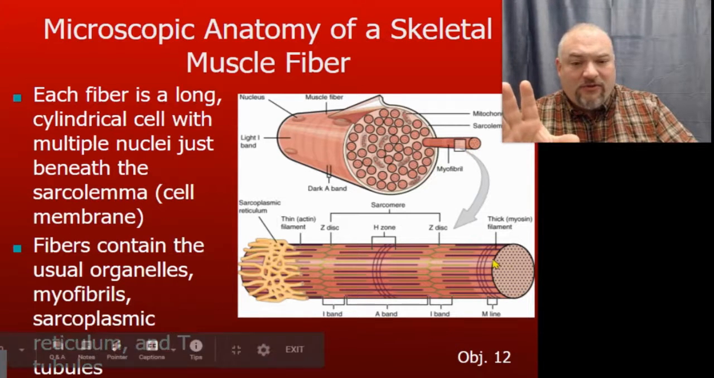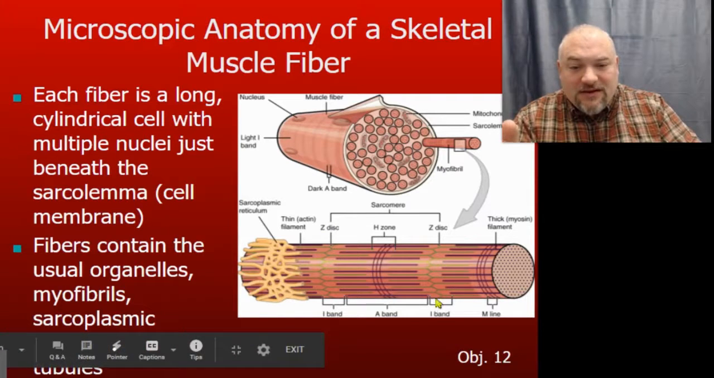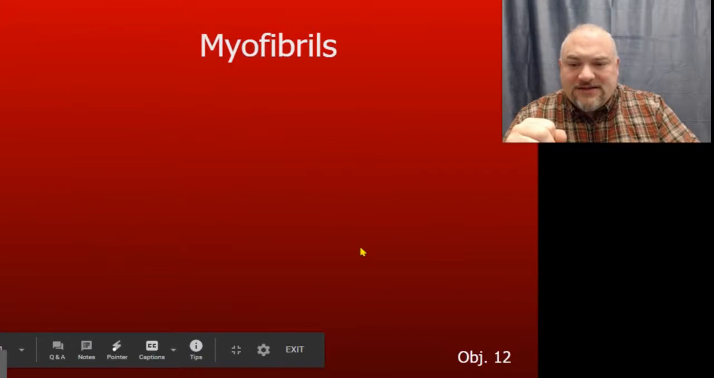A myofibril right here, we can see a chunk of it. And there's a substructure within even the myofibril called the sarcomere. Like I said before, I sometimes get the sarco and sacro mixed up. Anyway, so here is the sarcomere, and we'll take a look at that on the next slide.